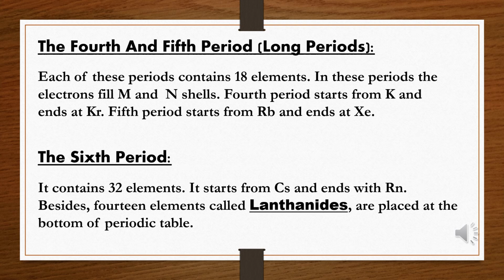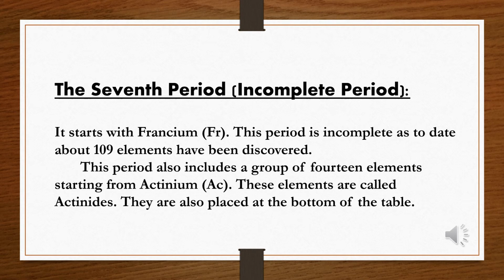The sixth period contains 32 elements. It starts from cesium and ends with radon. Besides, 14 elements called lanthanides are placed at the bottom of the periodic table. The seventh period, an incomplete period. It starts with francium. This period is incomplete as to date about 109 elements have been discovered. This period also includes a group of 14 elements starting from actinium. These elements are called actinides. They are also placed at the bottom of the periodic table.